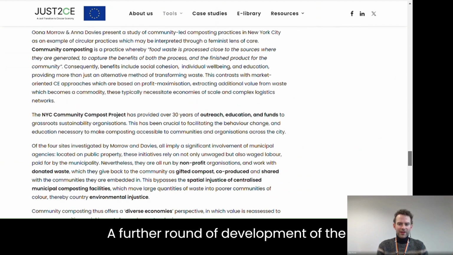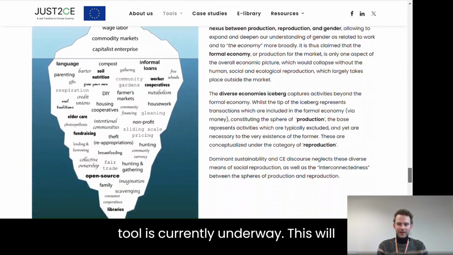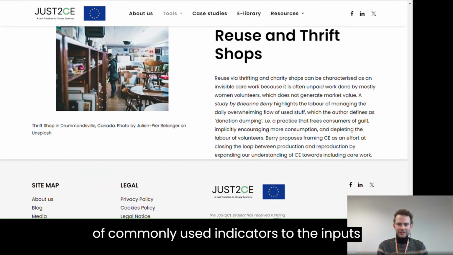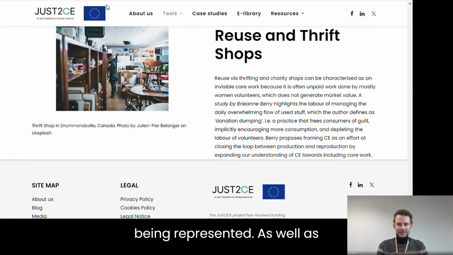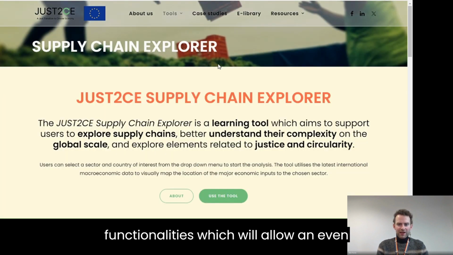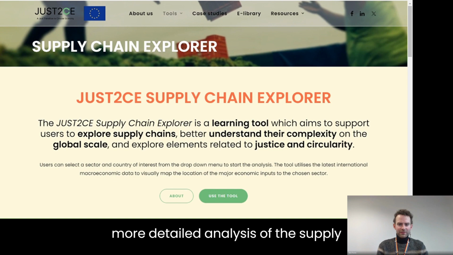A further round of development of the tool is currently underway. This will link environmental impacts across a set of commonly used indicators to the inputs being represented, as well as including a series of other functionalities which will allow an even more detailed analysis of the supply chains.